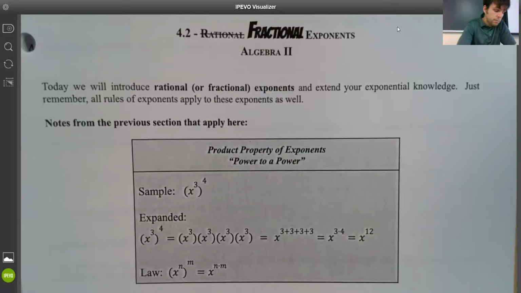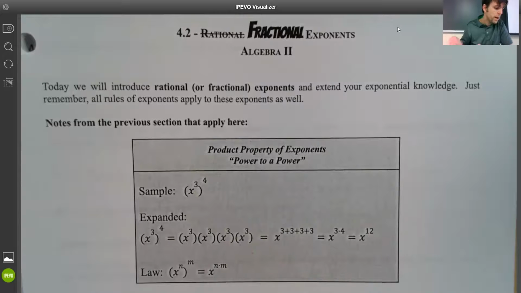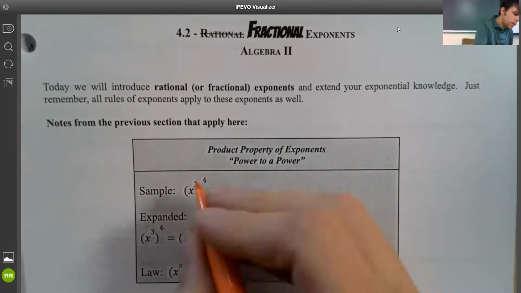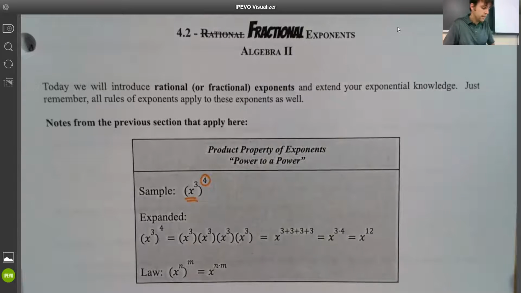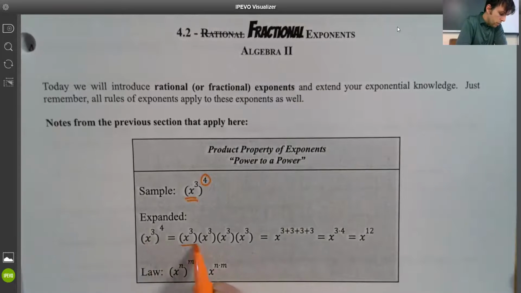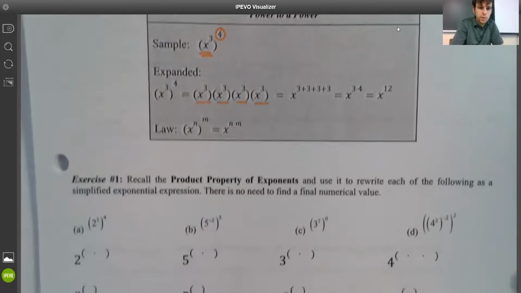So, some previous knowledge here, the product property, right? When we have x to the third raised to the fourth power, that exponent on the outside is telling us how many x to the thirds we have that are all multiplied together. So we have 1, 2, 3, 4 of those, and then our addition property of exponents tells us to add those. The shortcut, the law, or the rule is to simply multiply these exponents together, 4 times 3. We'll make use of that shortcut and the expanding as we move through.